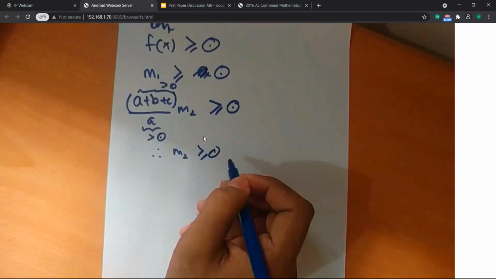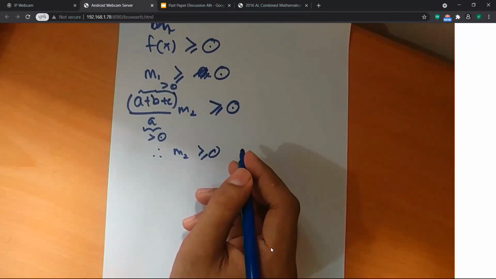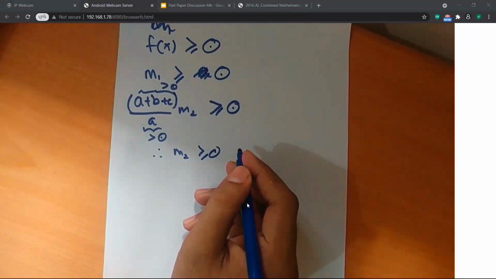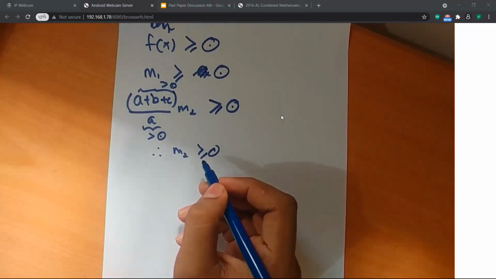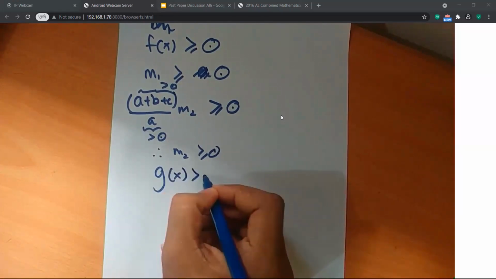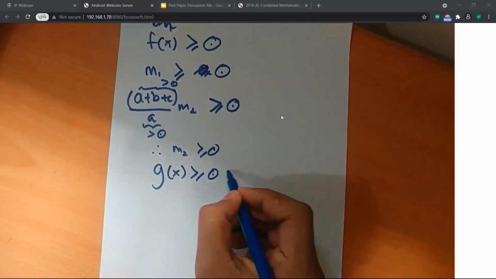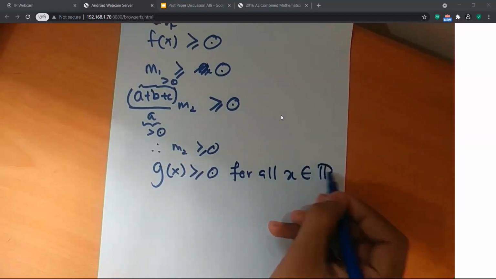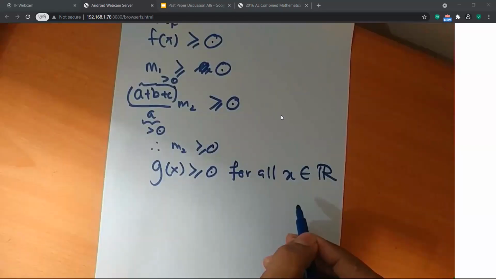So what do you mean by m2 is greater than or equal to 0? M2 is the minimum value of gx. So what does m2 is greater than or equal to 0 mean? The minimum value of gx is greater than or equal to 0, which means gx is greater than or equal to 0 for all x element of real numbers. Right? Understood?